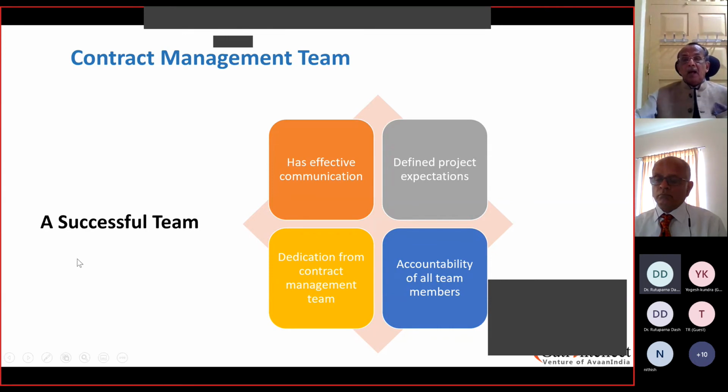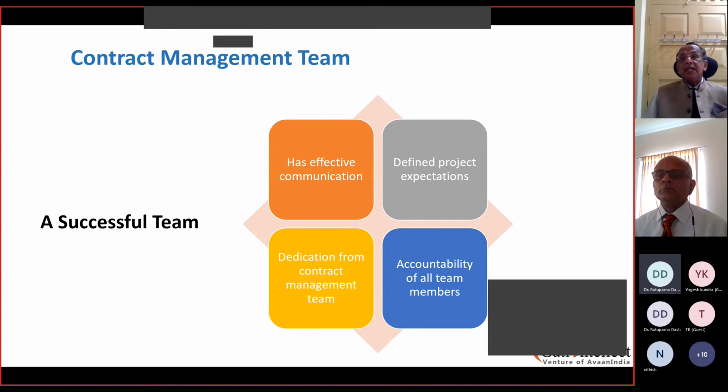Then dedication from the contract management team. Now, dedication is very easy to say, but this is something which you have got to get from the people. This all depends on the team members as well as from the top. It is the contract manager who has to ensure that the team is a very cohesive team. They work together for a common objective, so everybody is on the same page.